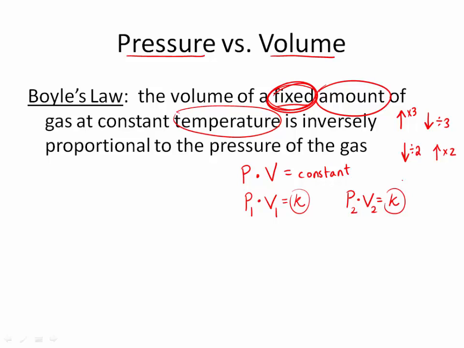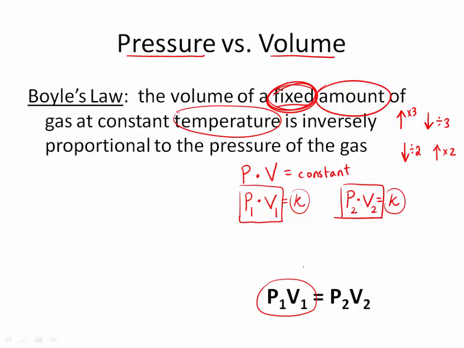The way we normally write Boyle's law is by setting the pressure and volume at one point in time equal to the pressure and volume at another point in time. So that would be P1 times V1 equals P2 times V2. This is really convenient because if we know the pressure and volume that we start with, we can easily find the volume at some other pressure that we want to know about. Or if we know the pressure and volume we start with, we can easily find the other volume if we know what pressure we want it to be at.